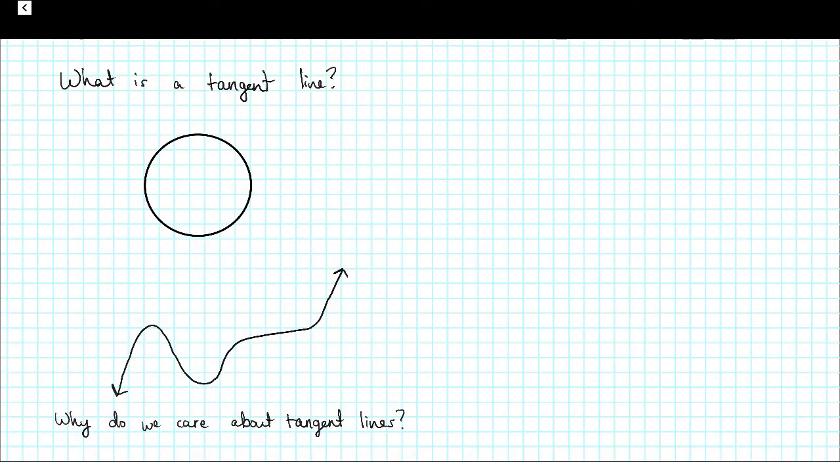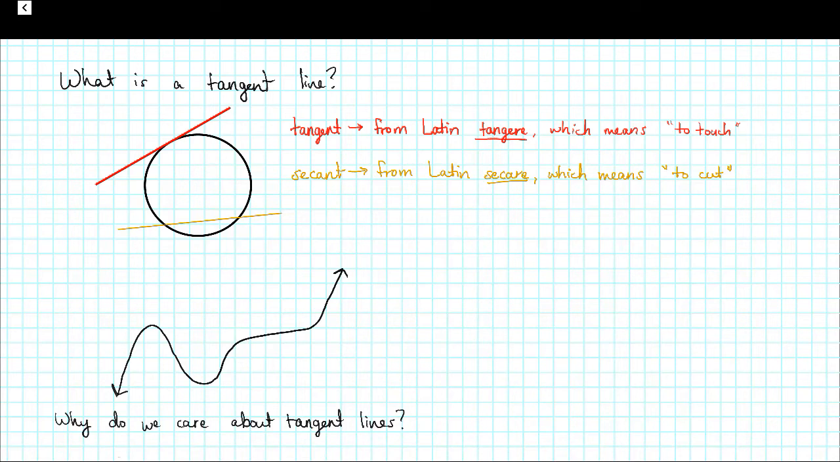There's a good chance that you're familiar with the concept of a tangent line in the context of a circle. And oftentimes people think of a tangent line as a line that just barely touches the curve. And in fact, the word tangent comes from the Latin tangere, which means to touch. And the word secant comes from the Latin secere, which means to cut. And so we're going to be using both of these words in our discussions about tangent lines.